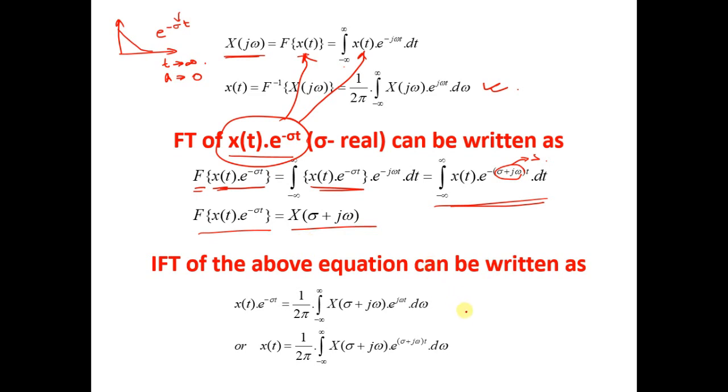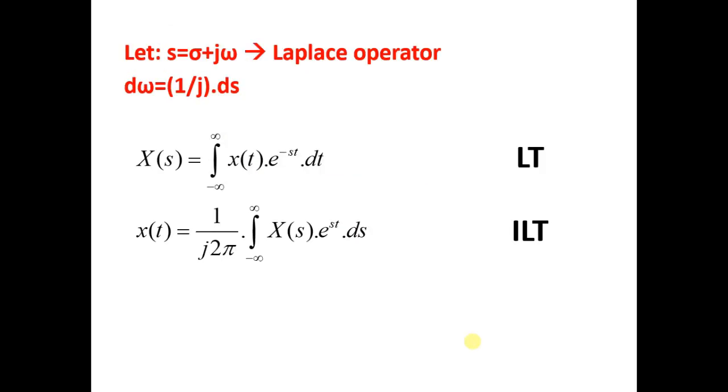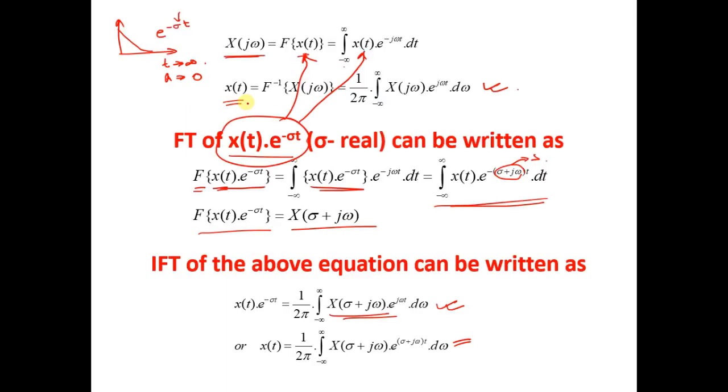Similarly, if you look over here, what happens? X of t multiplied by e to the power minus sigma t, for the inverse Fourier transform, you do it. So you will be getting these equations. Okay. Now, since s is equal to sigma plus j omega, if you differentiate it, we get d omega equal to 1 by j into ds. Okay. So you replace this d omega value over here.